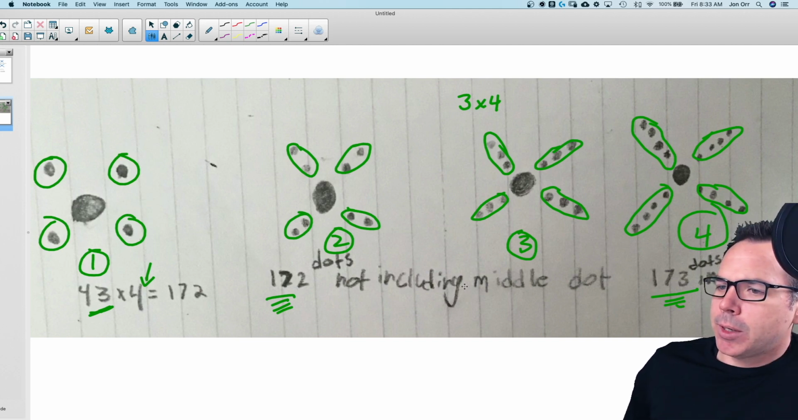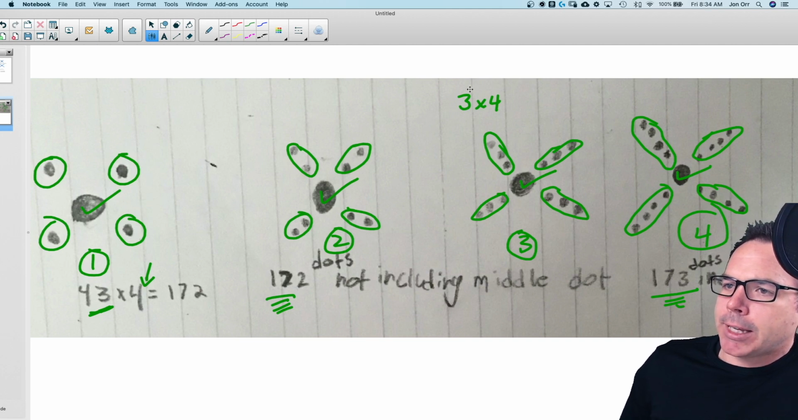Why does 172 become one? With the 172, they're not including the middle dot, and for 173, they're including the middle dot. There's that middle dot kicking around, kind of like that constant one we saw yesterday, right? There's that constant one started yesterday.